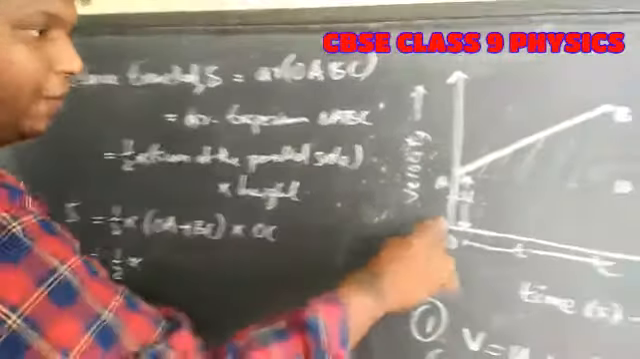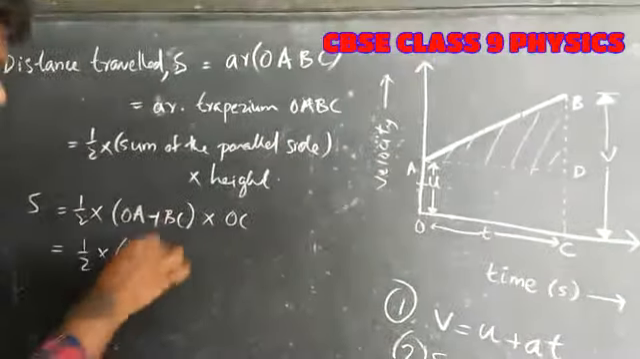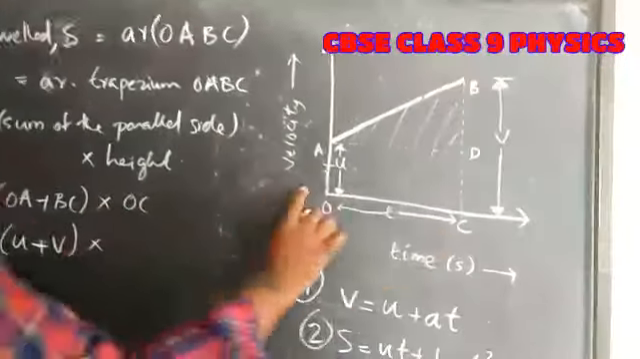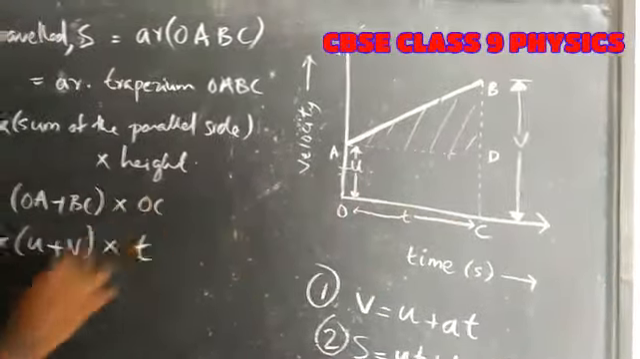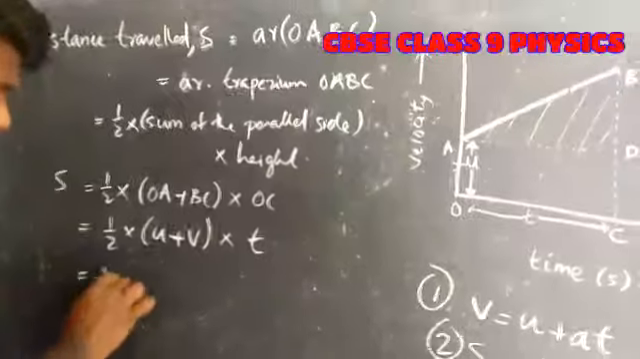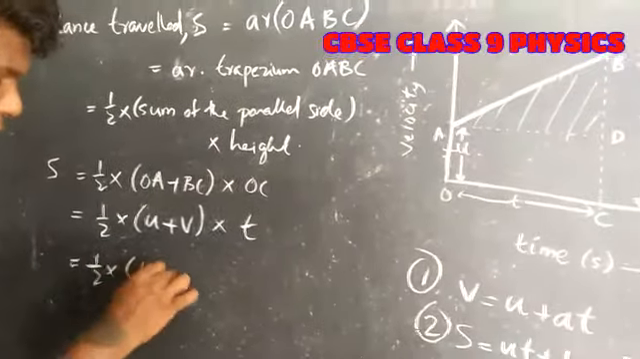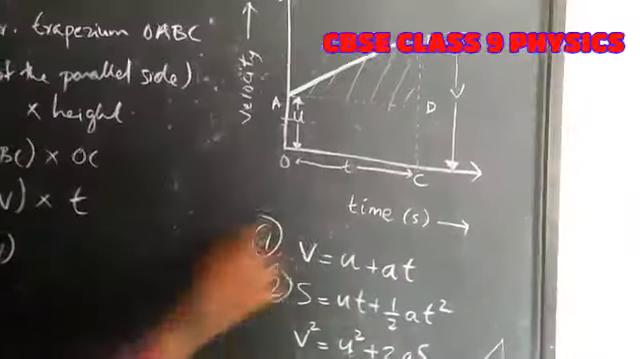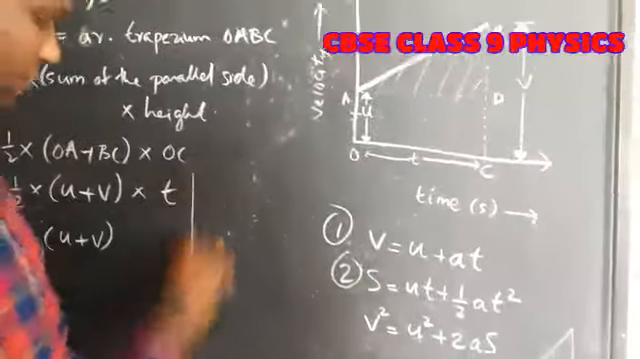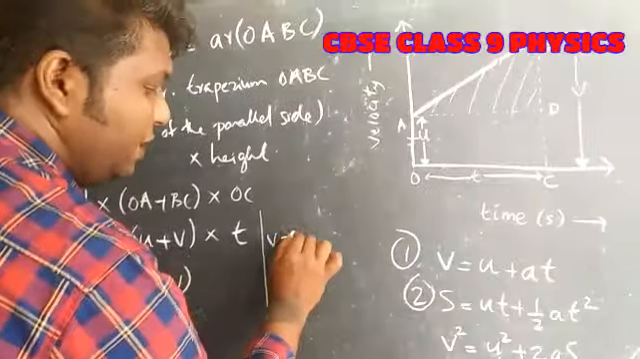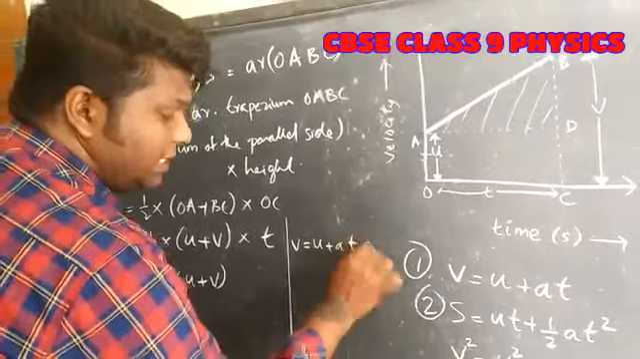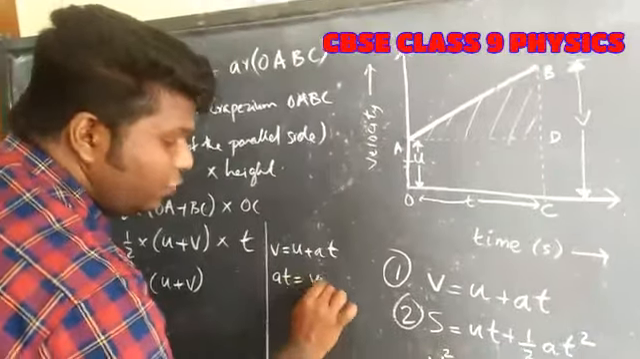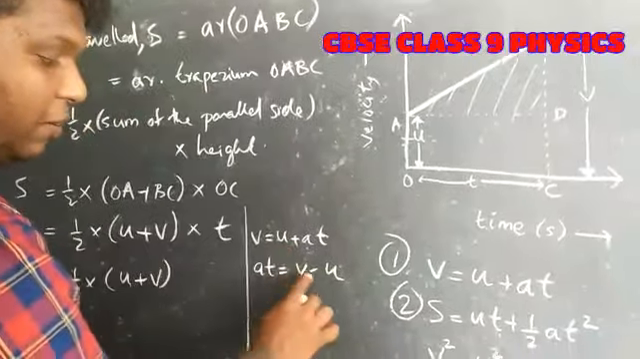S is equal to half into OA, that is U, plus BC, which is the final velocity V, into OC, which is T. That is equal to half into U plus V into T. From the first equation, we already have V is equal to U plus AT. Bringing it like this, AT is equal to V minus U, right?